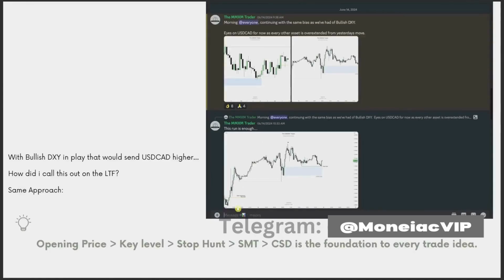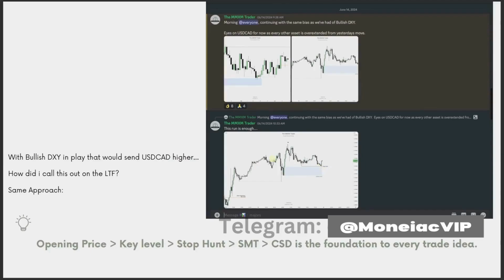Another slide of the Discord, of course, no hindsight at all, that's how we roll over there. So over here we've got USD CAD as an example, right? Over here continuing with the same buys, bullish DXY, and then we have our eyes on USD CAD because all the other dollar pairs were overextended, but USD CAD was still resting in discount, so that makes it for a higher probability move up, right? And we're going to outline why this run was enough.